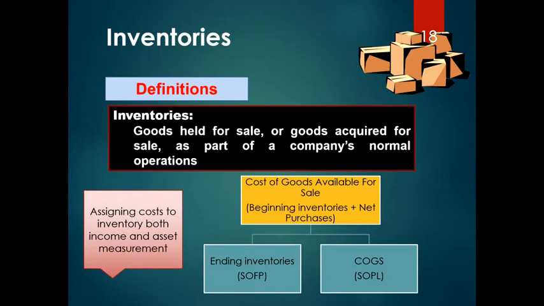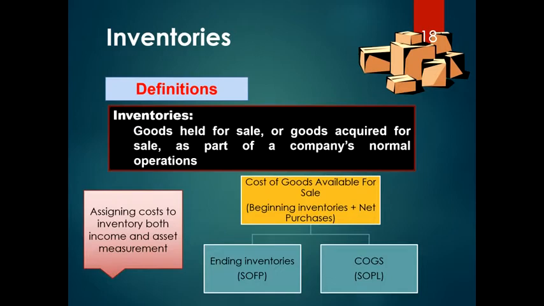What is inventories? Inventories is defined as goods held for sale or goods acquired for sale as part of a company's normal operations. The reason why we learn about these inventories is because inventories are a major component of operating assets and directly affect the determination of income.